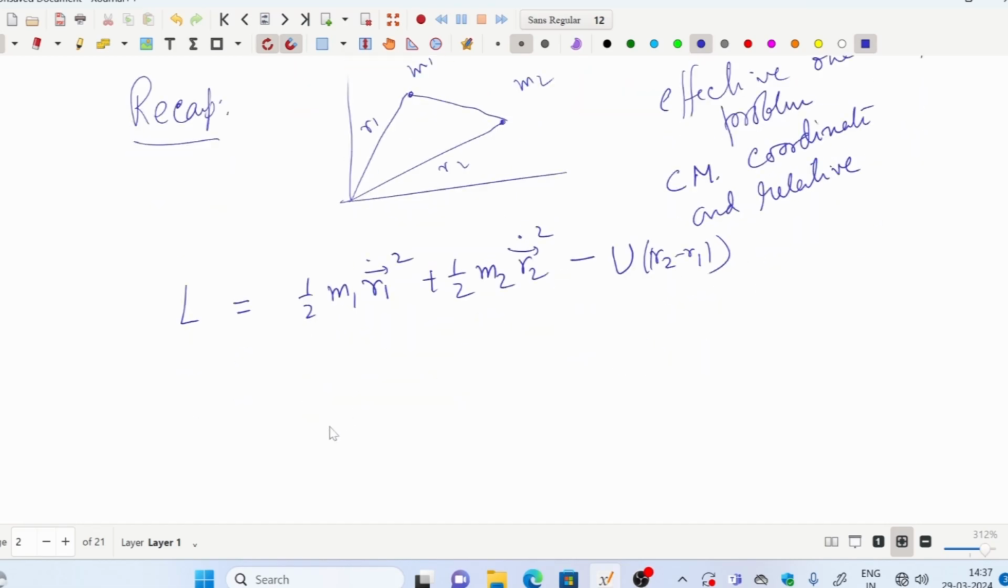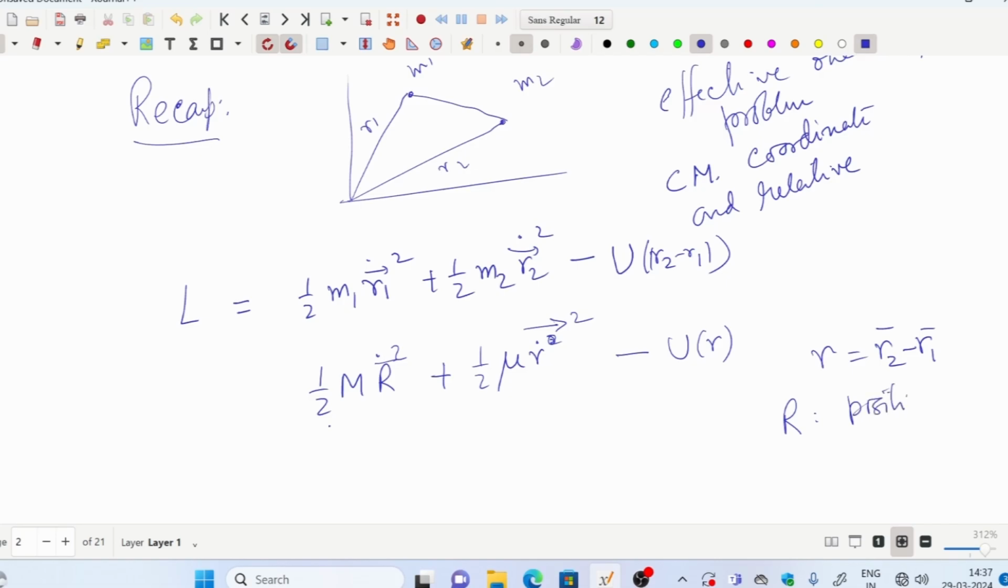We reduce this to center of mass and relative coordinates, and the reduced Lagrangian was half M R dot square plus half mu r vector dot square minus U of r, where r was the relative coordinate, and capital R is the position vector of the center of mass.